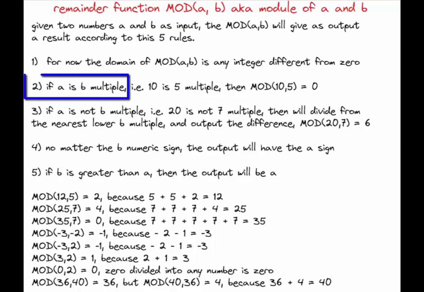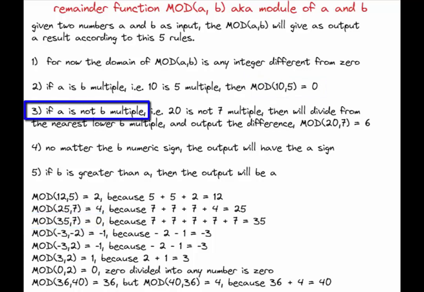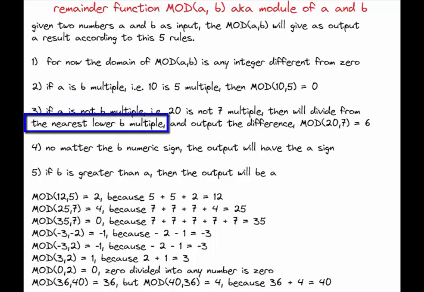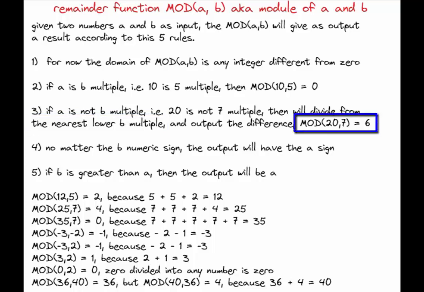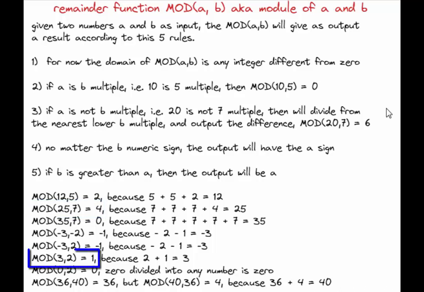So, if a is a multiple of b, then the modulo of a and b gives 0 as output. For example, the modulo of 10 and 5 is 0. The modulo of 35 and 7 is 0. If a is not a multiple of b, then the modulo will take the difference to the nearest lower multiple of b. For example, the modulo of 20 and 7 gives 6. That is the difference between 20 and the nearest multiple of 7, that is 14. In that way, the modulo of 12 and 5 is 2, the modulo of 25 and 7 is 4, the modulo of 3 and 2 is 1.